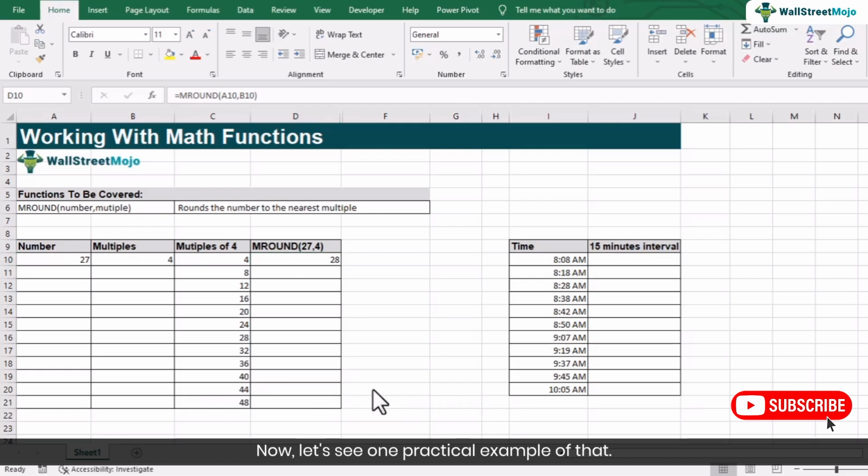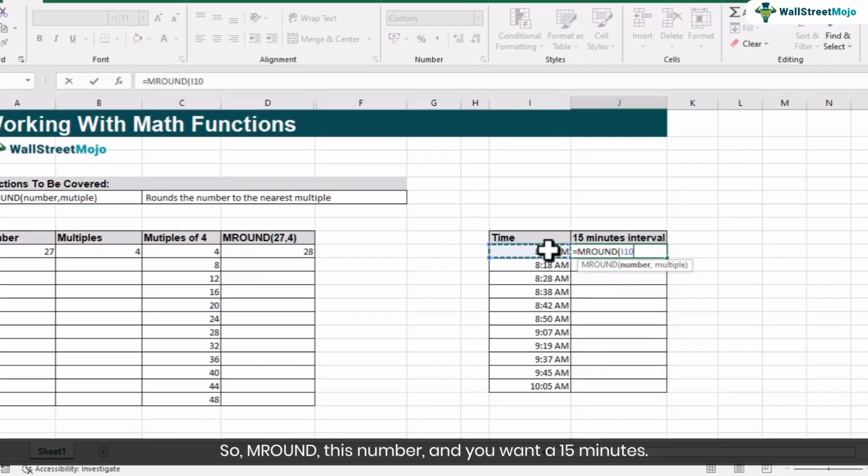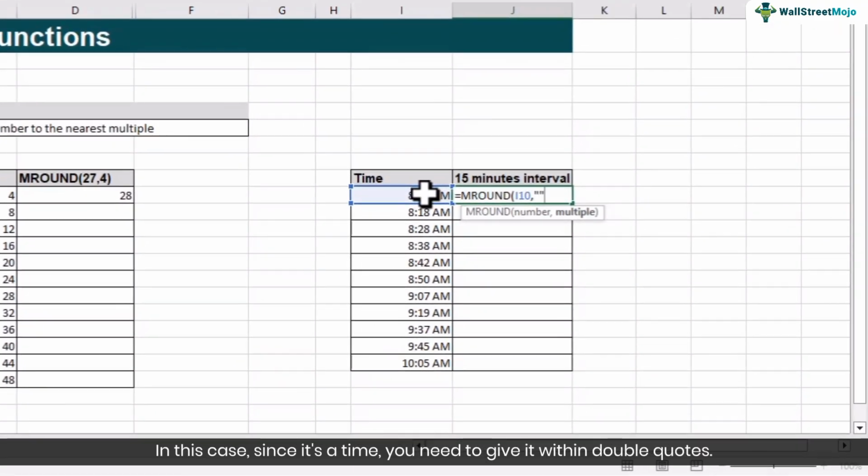Let us see one practical example of that. Here we have certain times, and we want to convert these times to a 15-minute interval, which means that if it is 8:08, it should go to 8:15 a.m. or 8 a.m. So it should be 8 a.m., 8:15, 8:30, 8:45, 9, 9:15, and so on. So it should be in 15-minute intervals, which I should convert this number to. Now the question here is, how do I do that? You'll use mRound. So mRound this number, and you want 15 minutes. Since it's a time, you need to give it within double quotes.